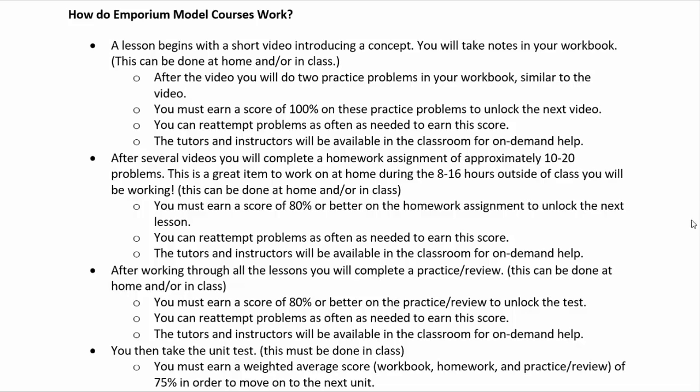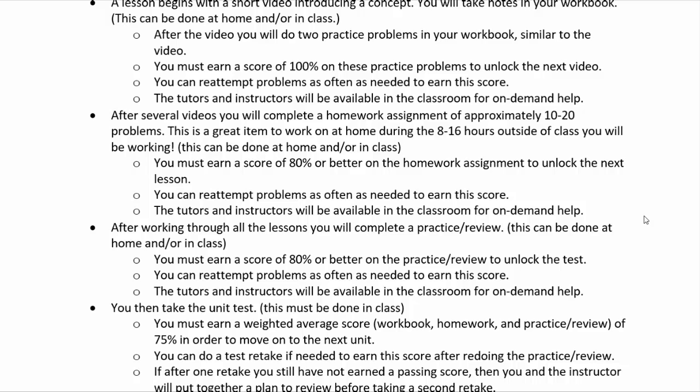The Emporium model is very specific. It's broken down right here. Please take a few minutes to see how this course is set up. Notice that you will not be able to move on to the next video unless you get 100% on the 2 practice problems. The next video will then pop up and you'll be able to get through all those videos and then do a homework section. When you've completed the homework section, you know you're done with your work for the day.